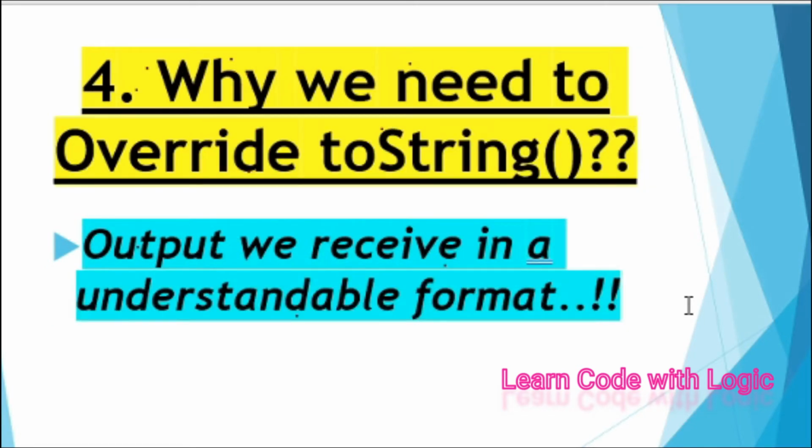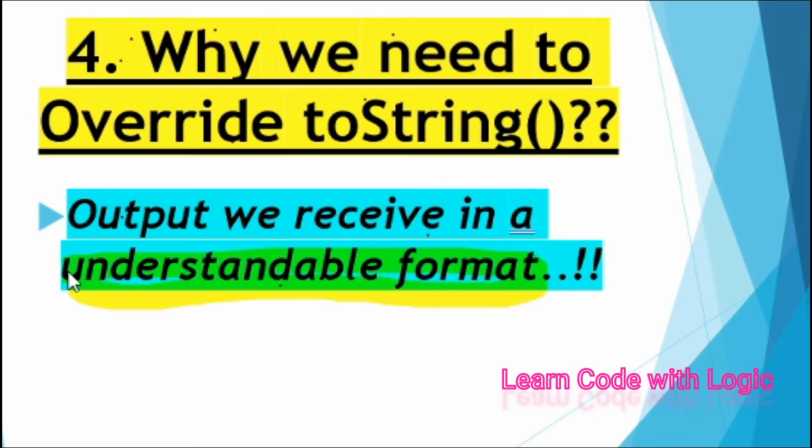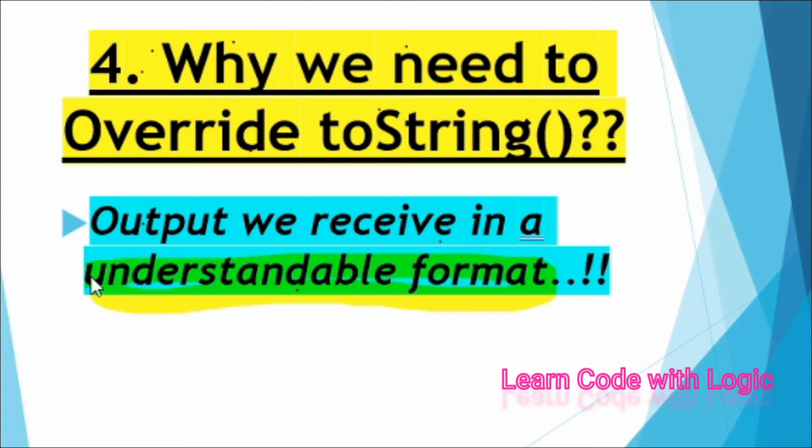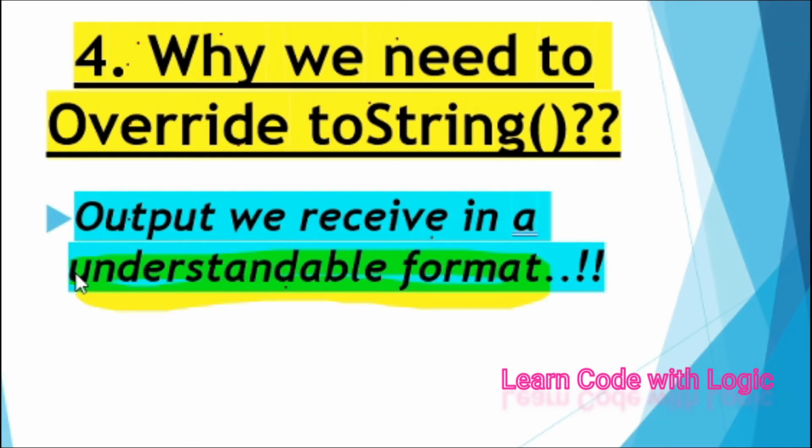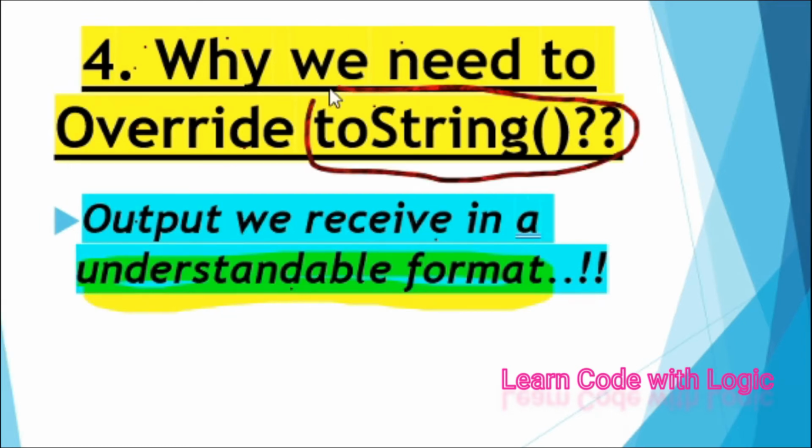So what we need to do is override the toString method here. The benefit or purpose of overriding the toString method is that we can see a clear and understandable format, because here we are getting hexacode, right? It is not understandable. Now let's see how to override the toString method.